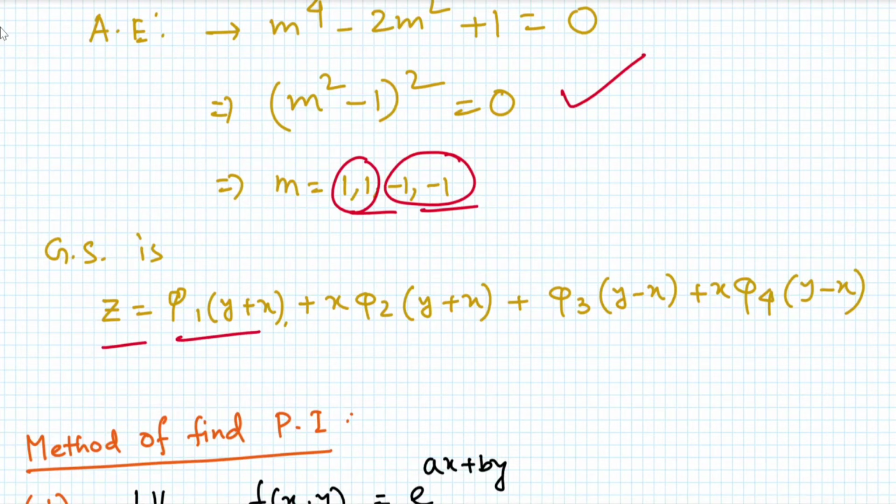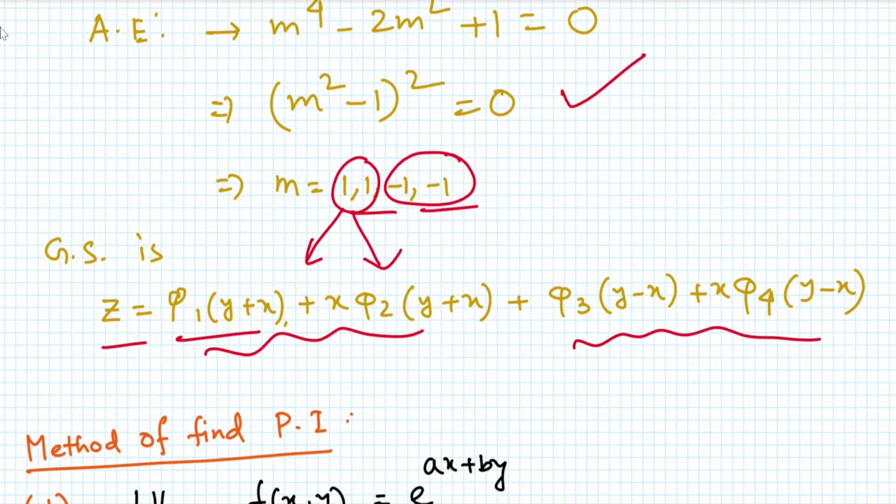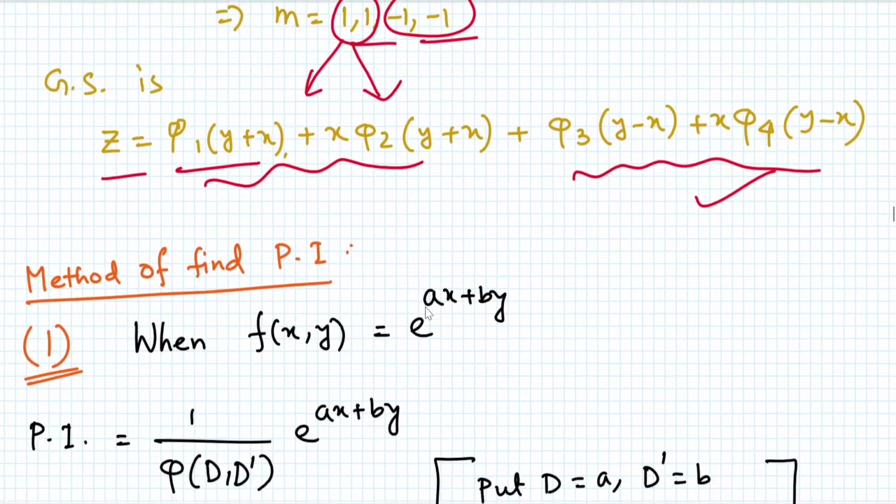in the form z equal to phi 1 (y plus mx), that is phi 1 for the root 1. So these two terms are for the root 1, phi 1 (y plus x) plus x phi 2 (y plus x), and these two terms are for the root -1, that is phi 3 (y minus x) plus x phi 4 (y minus x). Now this is the method to find the complementary function. Now we find the particular integral.